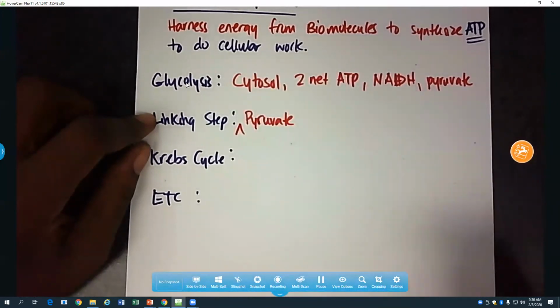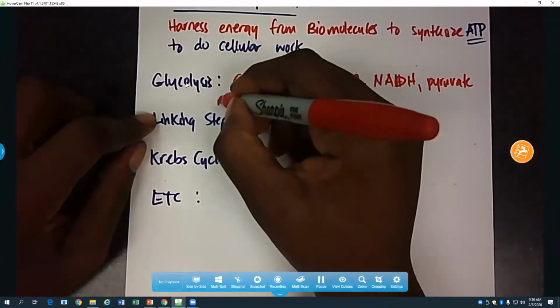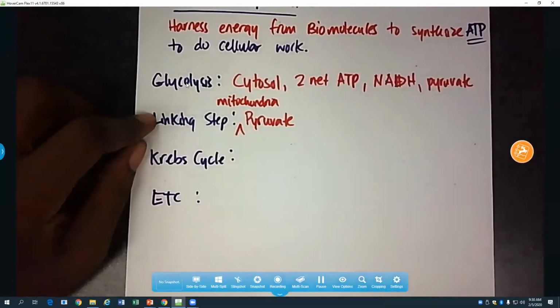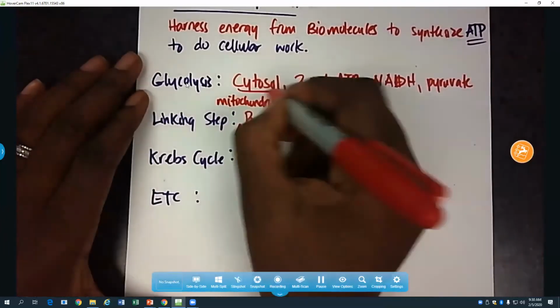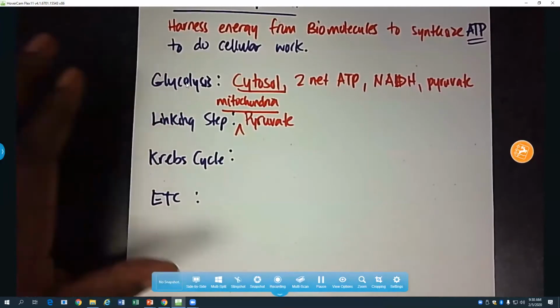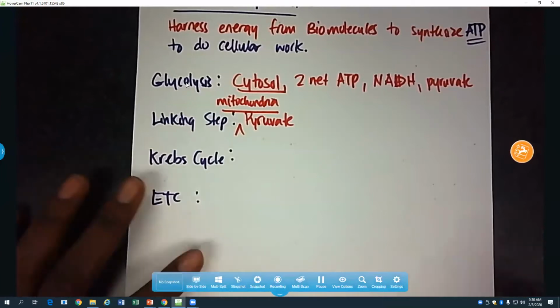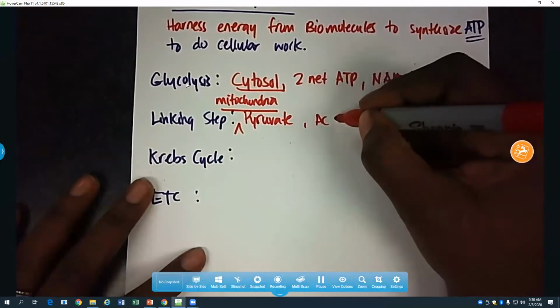Sorry, guys, I'm getting ahead of myself. Right, so this happens in the mitochondria. Okay, so cytosol versus mitochondria. And so that pyruvate is shuttled off to the mitochondria, where it's the substrate for that linking step. And what we produce is acetyl-CoA and some carbon dioxide.